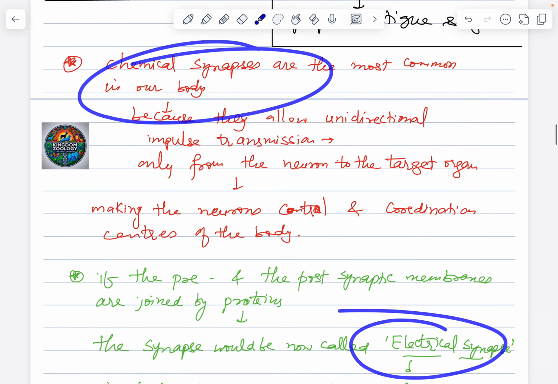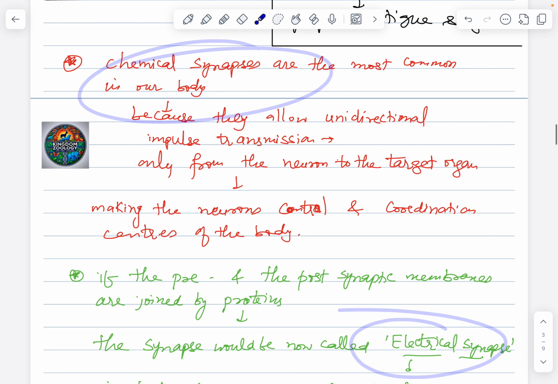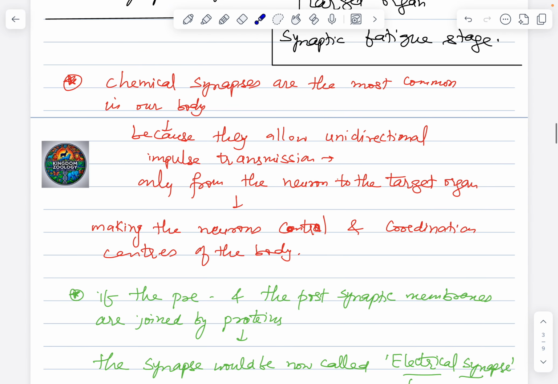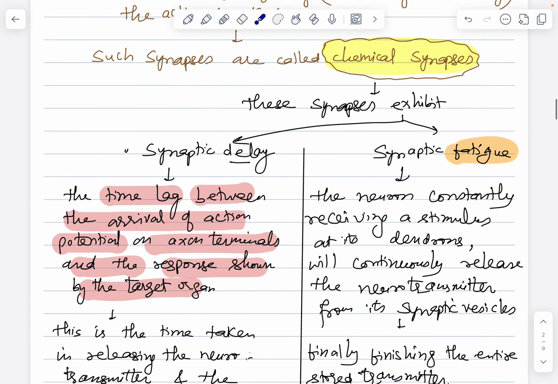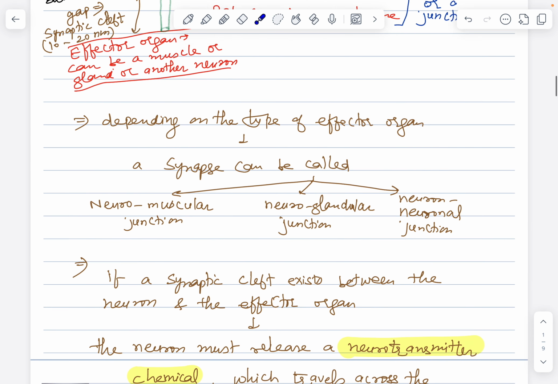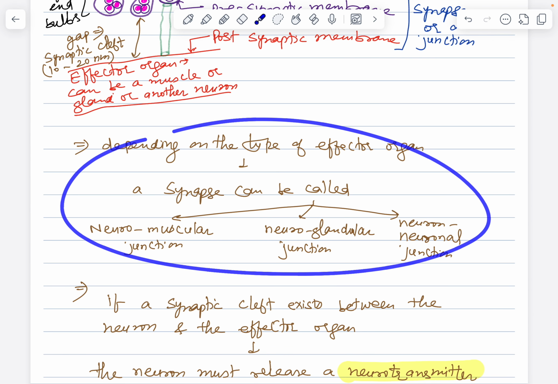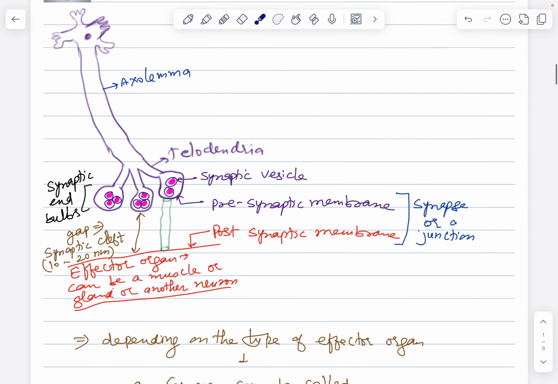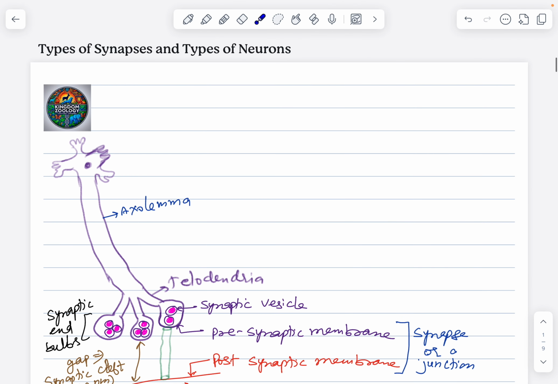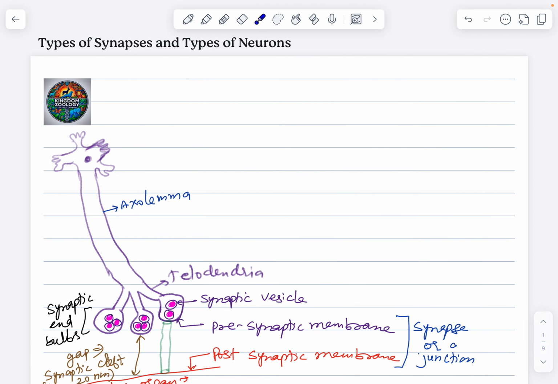On that basis, chemical and electrical. Function wise, electrical are better, but chemical is what we have because they allow neurons to control the target organs because of unidirectional impulse transmission. And of course, there is also the classification of the synapses into neuromuscular, neuronal and neuroglandular junctions on the basis of the type of effector organ.